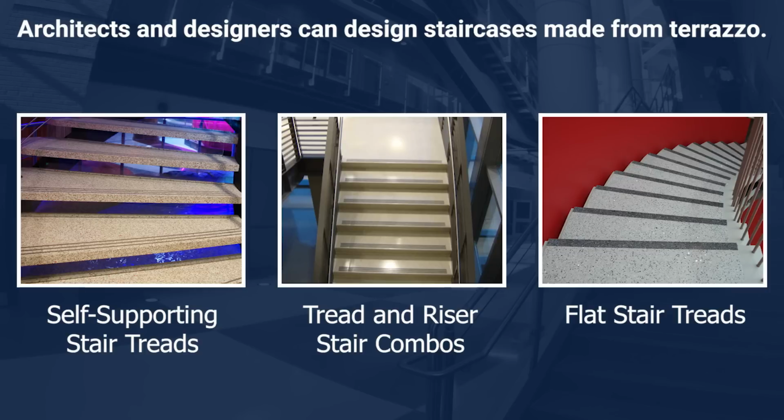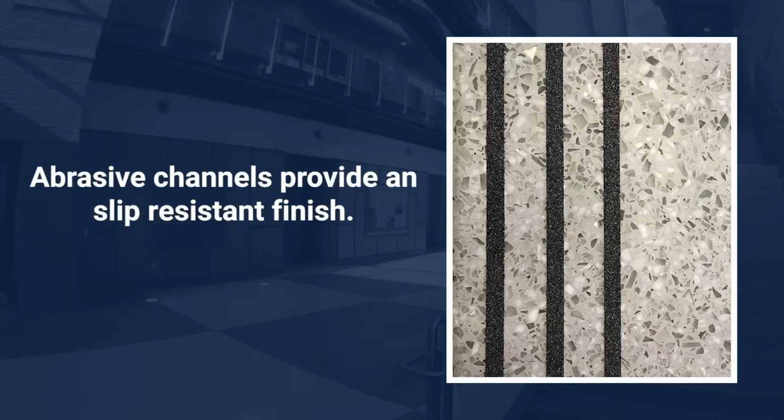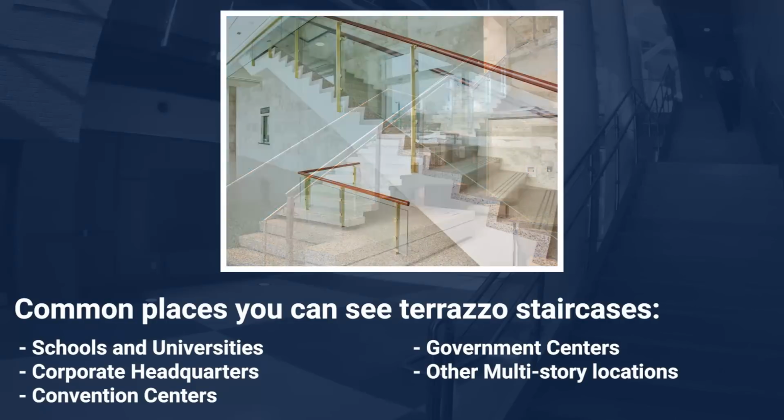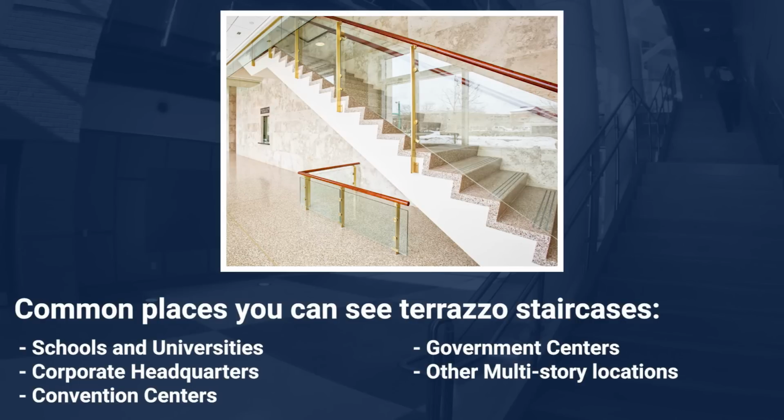One option is terrazzo stairs. These can be custom made via precast form, including self-supporting treads, tread and riser combinations, and flat treads. Stair treads vary in lengths and thicknesses and can fit right into any stair design, including straight stairs, half or quarter stairs with stair landings, or even curved stairs. These treads are a safe application for any project as they have an anti-slip finish. Normally you can find these terrazzo stairs in universities, corporate headquarters, convention centers, and other locations with multiple stories.